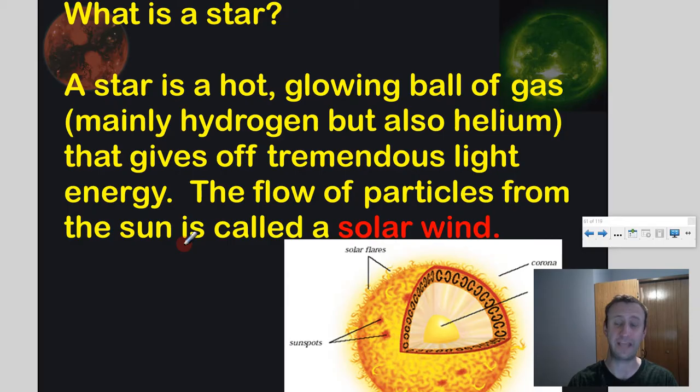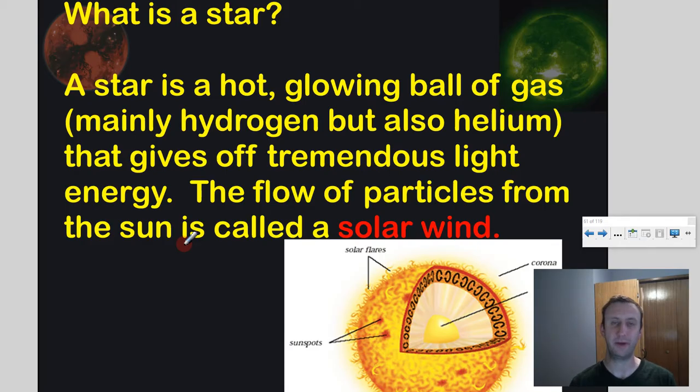Fusion is coming together, fusing together. So when we have nuclear fusion, atoms are fusing together to make larger atoms. For example, in our sun, hydrogen atoms are fusing together to make helium. And when that happens, it releases massive amounts of energy in heat and light and so on.